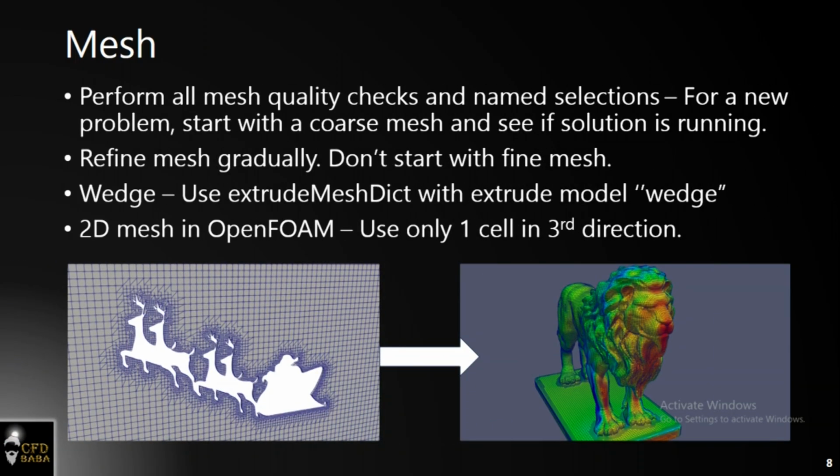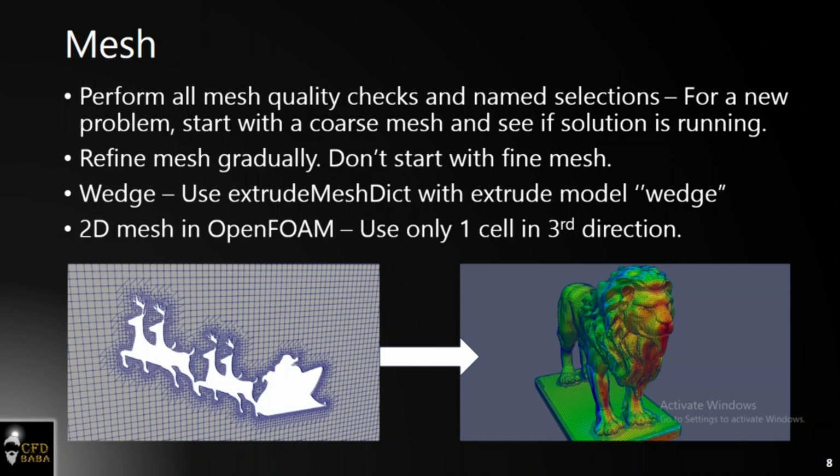So basic things again: perform all mesh quality checks, don't skip anything, don't think that it is okay if some quality check is failing, and also give systematic named selections, because it makes your work very easy in the solver setup part if you have systematic named selections.